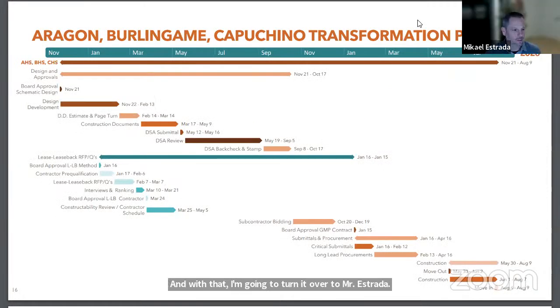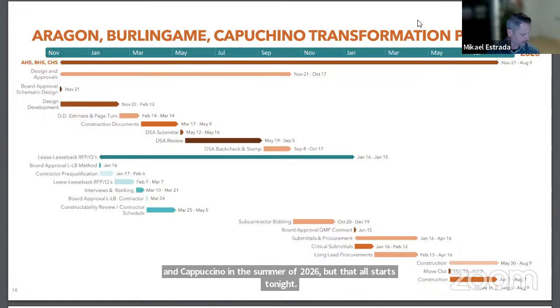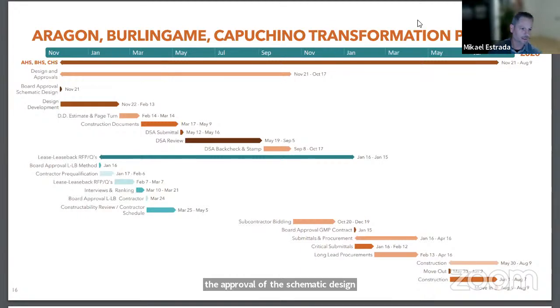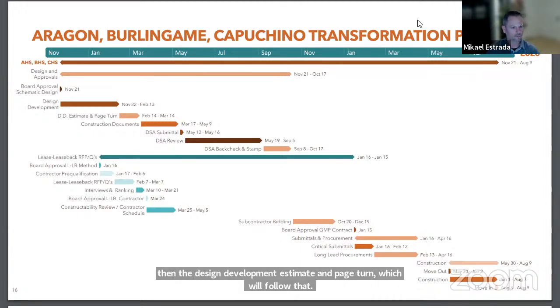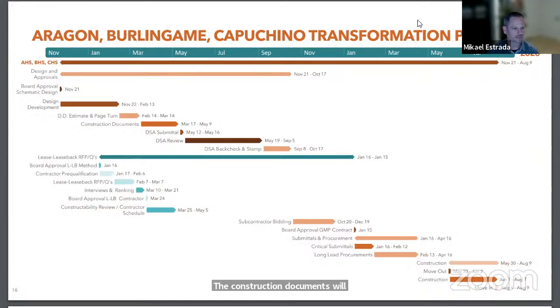Thank you, Mark. And thank you, trustees of the governing board. To start things off, as Mark mentioned, we're planning to start construction for Aragon, Burlingame, and Capuchino in the summer of 2026. But that all starts tonight with the approval of the schematic design. If this is approved, we'll move into design development, and then the design development estimate and page turn, which will follow that. The construction documents will move in immediately after, and that's all in preparation for the DSA submittal and DSA review process. We're aiming to be complete with that by October of 2025.